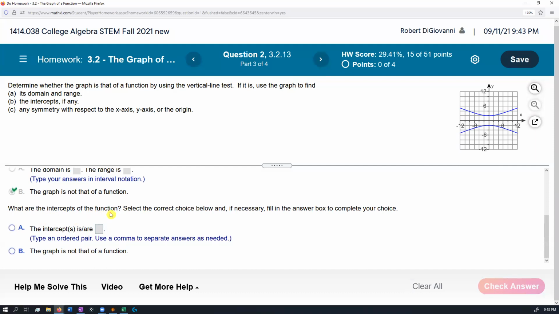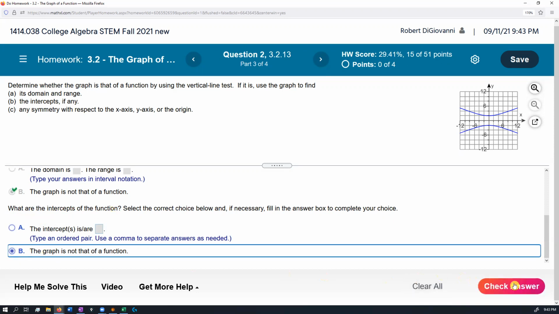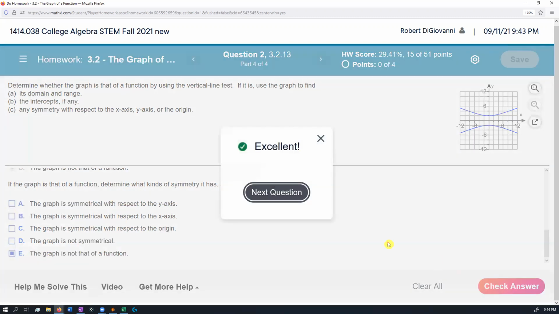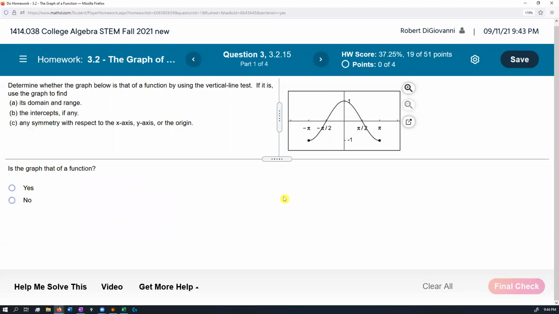Okay, what are the x-intercepts? What are the intercepts of the function? Well, again, this is not a function, so we're not going to talk about intercepts. Okay, if the graph is of a function, determine what kind of symmetry. Well, it's not a function, so... All right, moving on to the next one. Determine whether the graph is a function. Okay, this passes the vertical line test, so we're good.